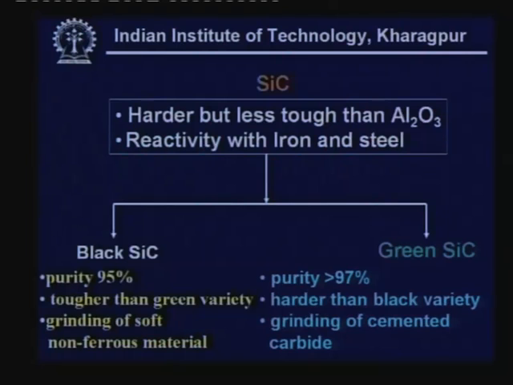In the silicon carbide family, we have two varieties. One is the black silicon carbide having around 95% purity, and we have the green variety, whose purity should be better than 97%. The appearance is like that. The black is a tougher variety compared to the green variety, and it is used for soft and non-ferrous materials, not for ferrous application. But the green variety can retain its sharpness, and that is the material of choice for grinding tungsten carbide, particularly the tools.